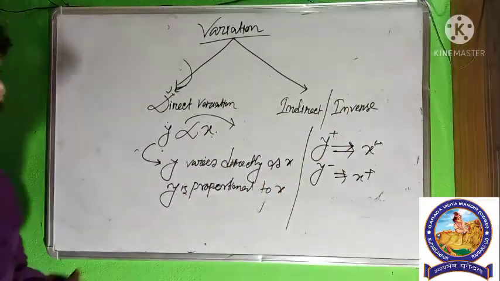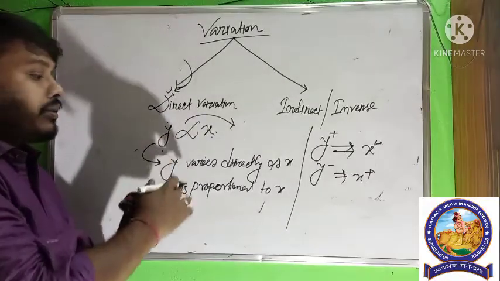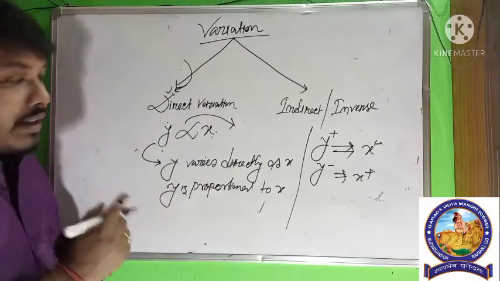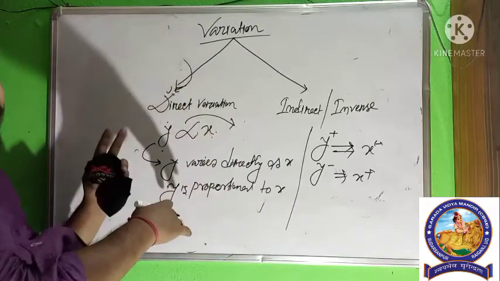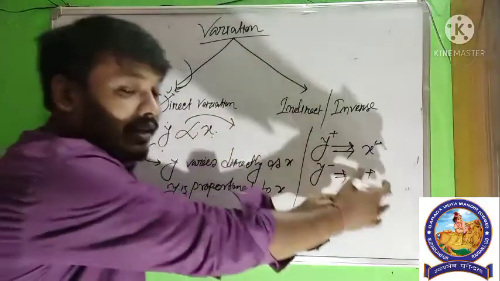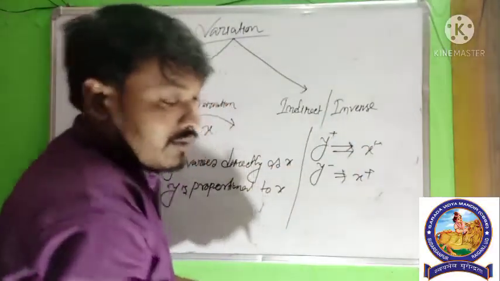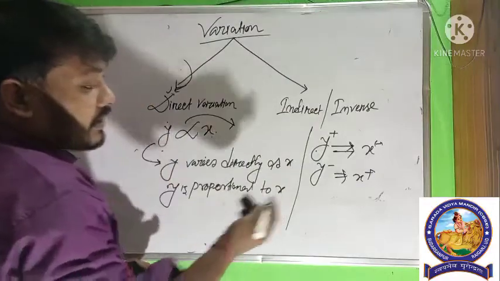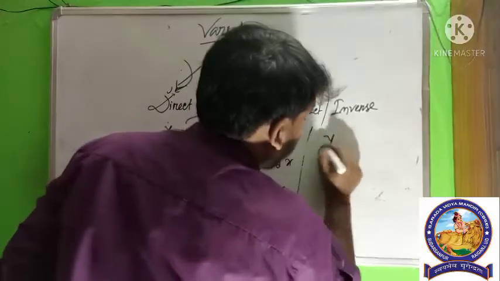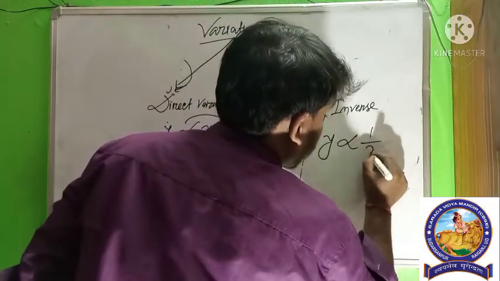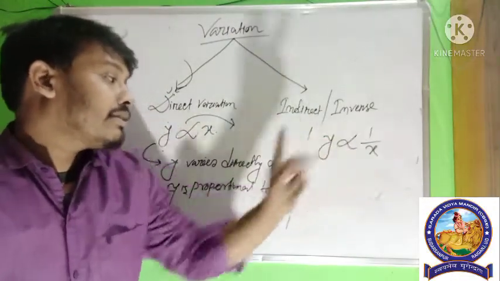Inverse means that in direct variation, both values increase or decrease together. But in case of inverse, it is opposite. So here they cannot increase or decrease together. That means one value is opposite to the other value. So if the value of x is increased, similarly we can write symbolically y is proportional to 1 by x, or y varies inversely as x.